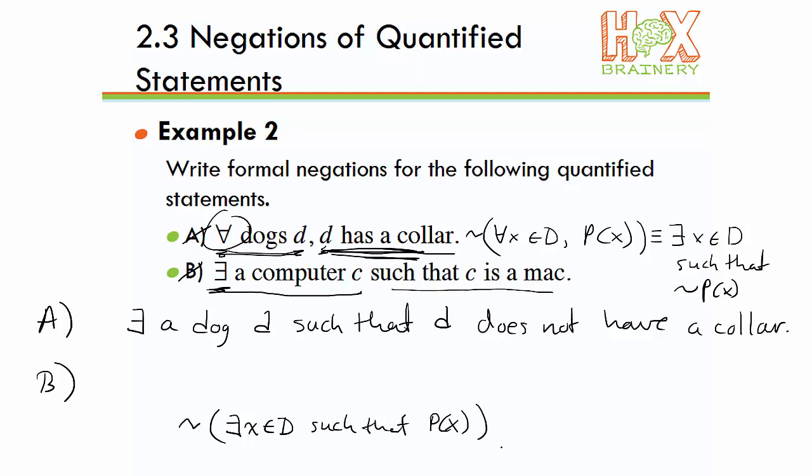So if we negate that, that existential statement is going to be logically equivalent to a universal statement, for all X in D, not P of X. So you're changing, like this one here, it says D has a collar. So you're negating that. D does not have a collar. But at the same time, you also have to switch over your quantifier. So the for all became there exists, an existential, when you did the negation.